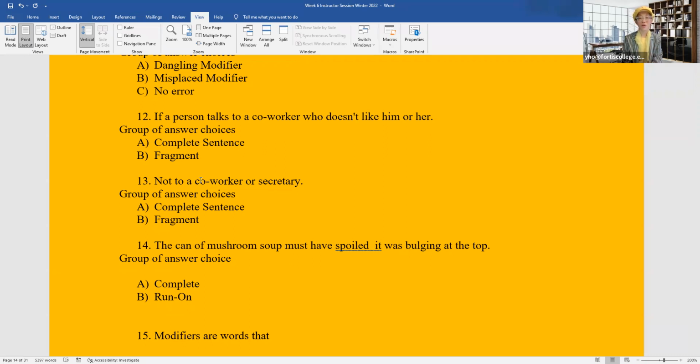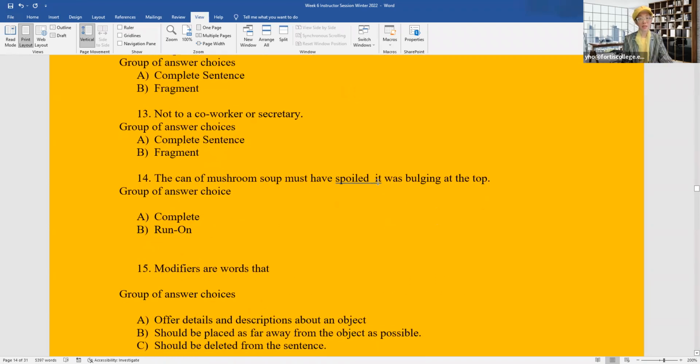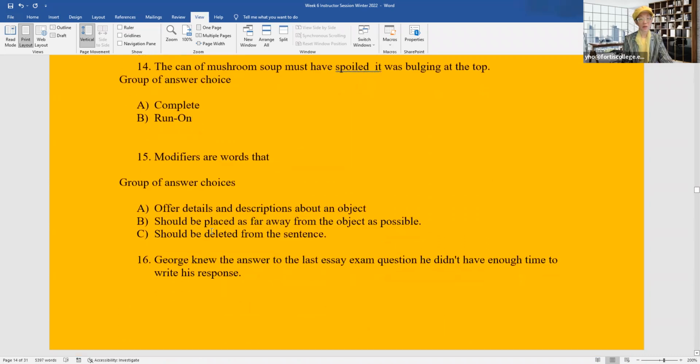Not to a coworker or secretary. Is that a complete sentence or a fragment? This is a fragment because it's missing a verb and an object. The can of mushroom soup must have spoiled. It was bulging at the top. So here you're missing a period. Therefore, that makes this a run-on sentence because you have two sentences that run into each other.